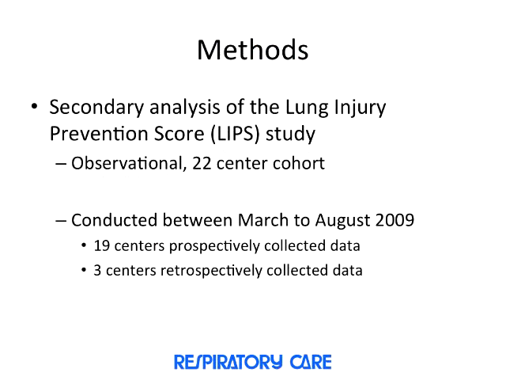So how they conducted this study: it was a secondary analysis of the Lung Injury Prevention Study. This was a study that they had done previously, or was done in tandem with it. It was an observational trial, which means they made no intervention. It was a 22-center cohort study, conducted between March and August of 2009. 19 centers prospectively collected data, and 3 centers retrospectively collected data.